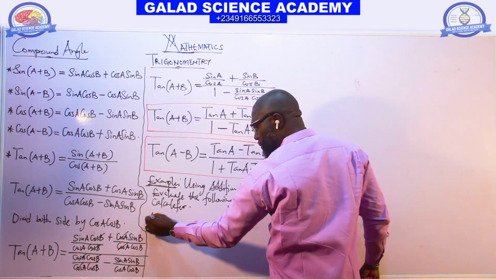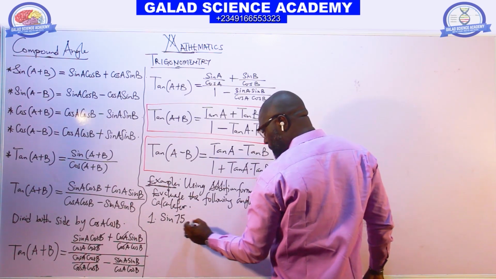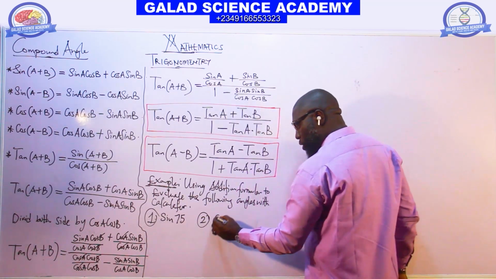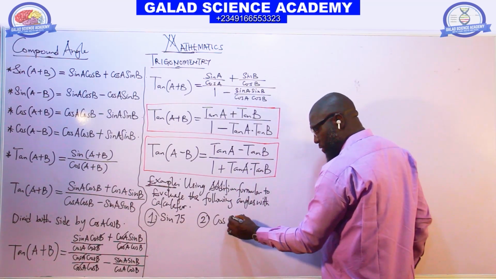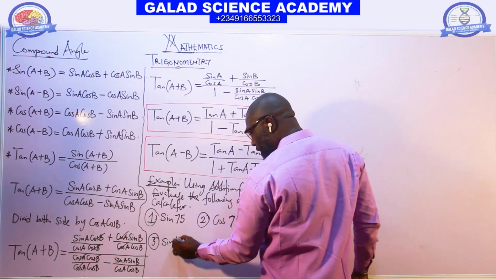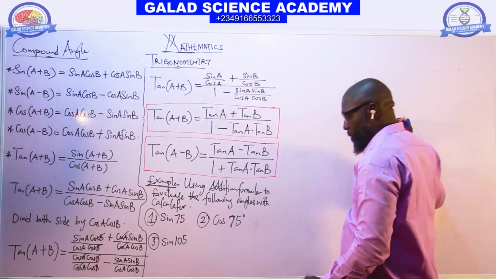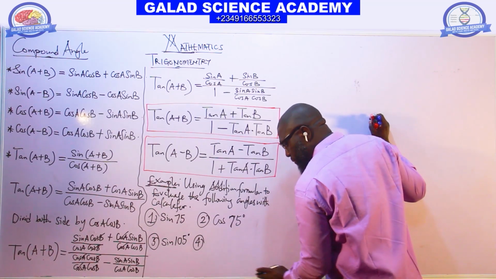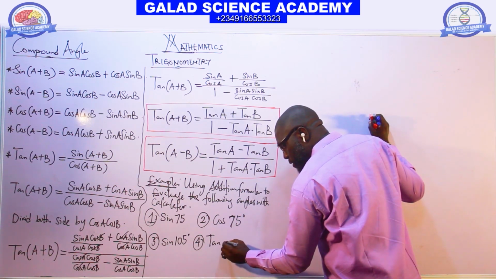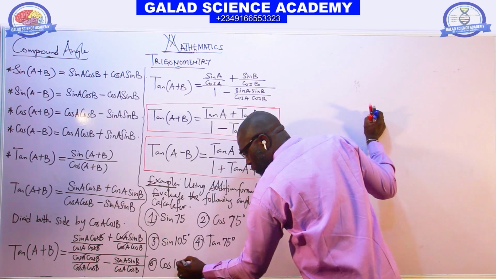1. Sine 75. 2. Cos 75. 3. Sine 105, which is 60 plus 45. 4. Find tan 75. 6. Cos 105.